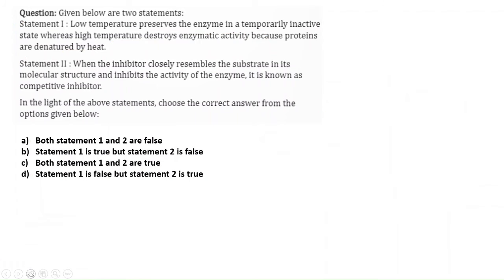So, coming to the second statement. Statement 1 is the correct statement. Statement 2: when the inhibitor closely resembles the substrate in its molecular structure and inhibits the activity of the enzyme, it is known as a competitive inhibitor. So let's discuss the competitive inhibitor. What is an inhibitor? An inhibitor inhibits the enzyme activity.